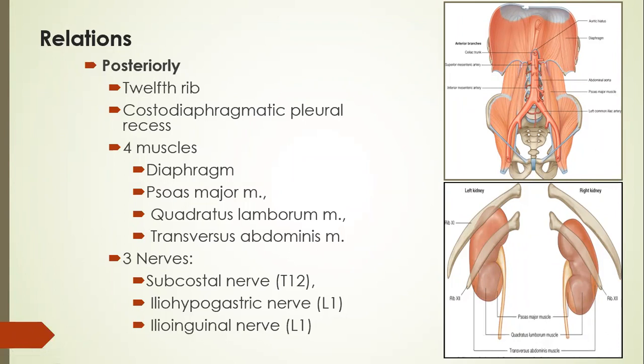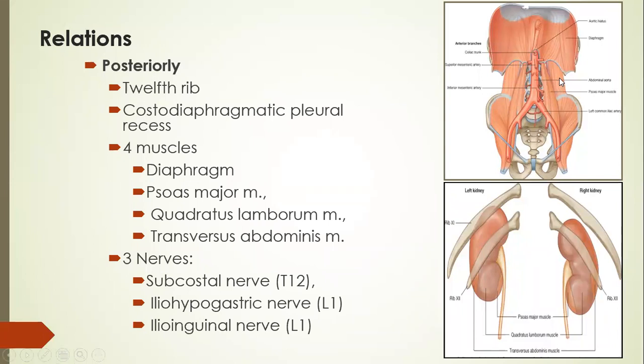Then there are four important muscles which will be forming the posterior relation for the kidney. One is the diaphragm. As you can see, this is the diaphragm. It is coming down. It forms the posterior relation. Then we have the psoas major muscle. This is the psoas major. It joins with the iliacus, and together it is called the iliopsoas below in the thigh. So here it is the psoas major muscle.